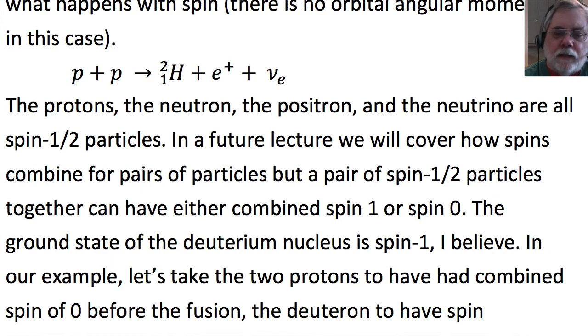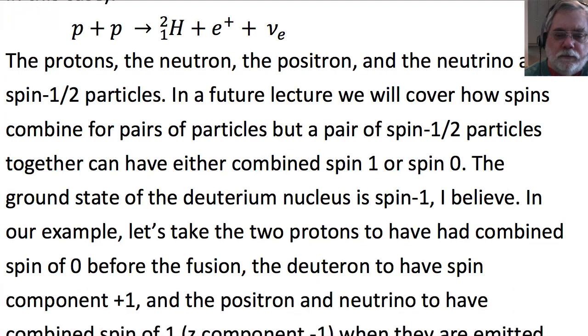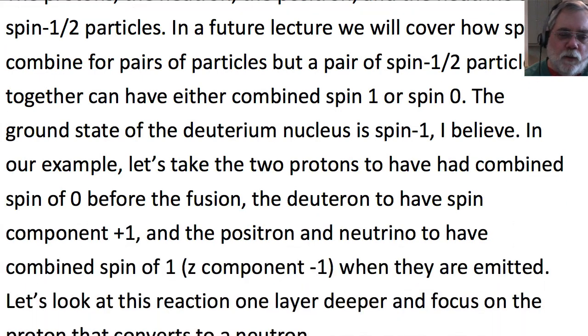In a future lecture, probably the next lecture, we will cover how spins combine for pairs of particles. But a pair of spin 1/2 particles together can have either combined spin of 1 or 0. The ground state of the deuterium nucleus is spin 1, I believe, which I think we will cover in the next lecture. In our example, let's take the 2 protons to have had combined spin of 0 before the fusion, the deuteron to have spin component of +1, and the positron and neutrino together to have combined spin of 1 and spin component of -1 when they're emitted. I'm just making this choice so that we have something concrete to look at.